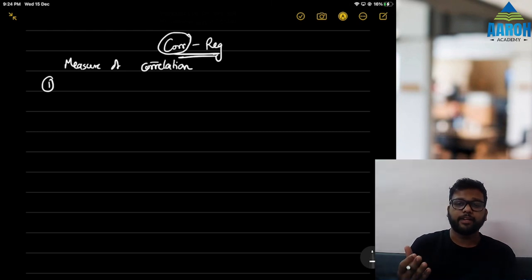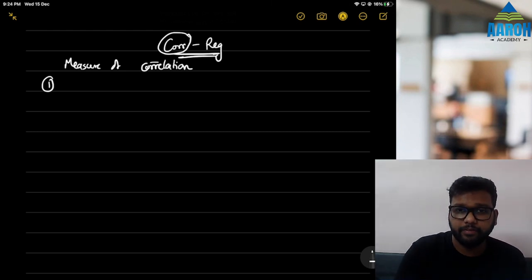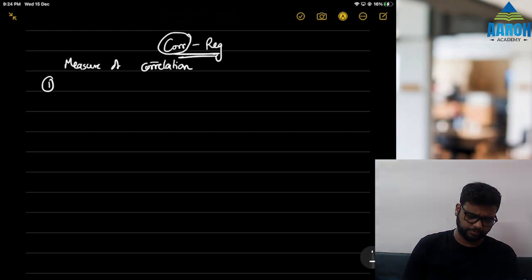Scatter diagram. Scatter diagram. Okay, you can turn on your mics to speak, everyone. Okay, and then you can turn it off. It will be better so that it will be revision for you also. Scatter diagram, good.